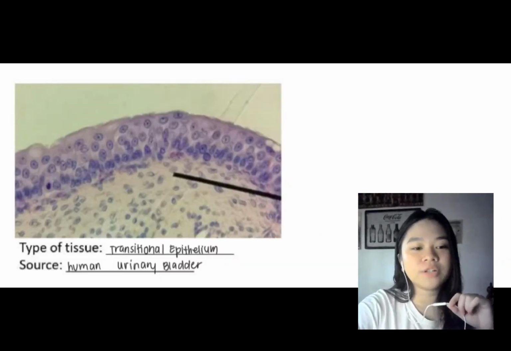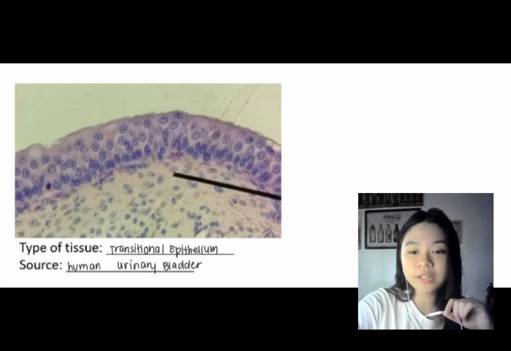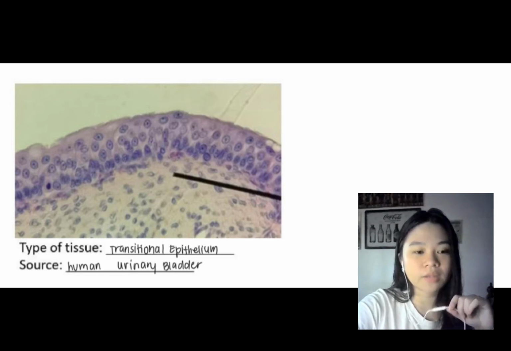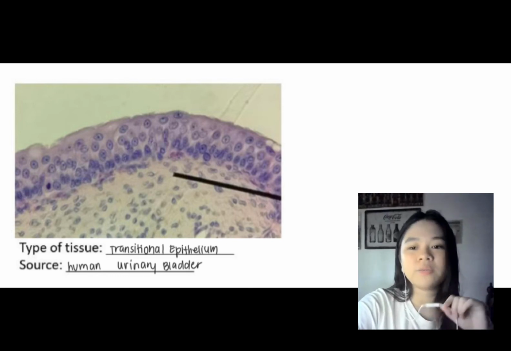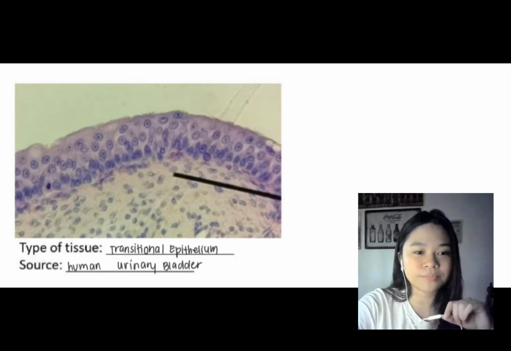Next, we have the human urinary bladder. The urinary bladder is composed of dome-shaped umbrella cells whose shape becomes flat in a distended bladder. A filled bladder has an epithelium characterized by large squamous superficial cells overlying several layers of cuboidal cells. Therefore, we can say that the urinary bladder is also an epithelial type of tissue.